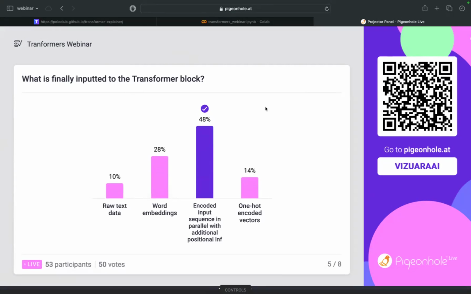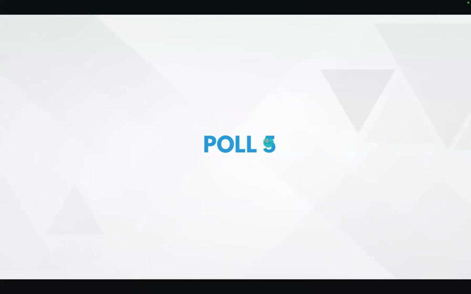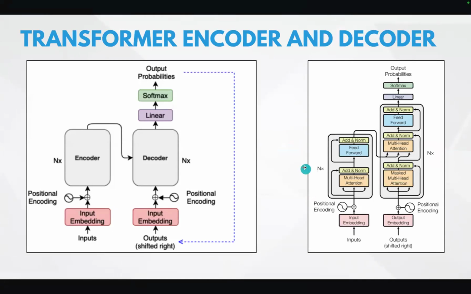Most of you gave the answer as word embeddings, that's okay, and also one hot encoded vectors. But the correct answer is the encoded input, which is in parallel. So let me go back here. The main difference from RNNs is that we do not give all of the words in a sequence, we give them separately. When we give all of the words separately, we don't know which word comes first. And that is why in transformers there is the additional thing we add here, which is the positional encoding.